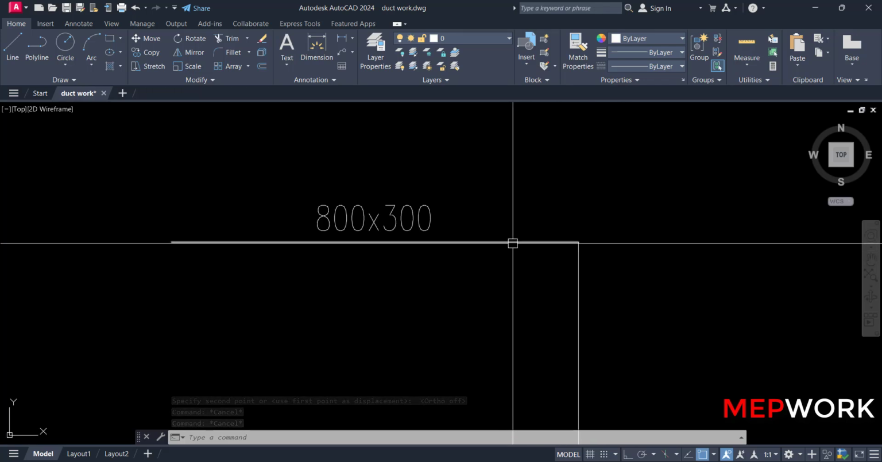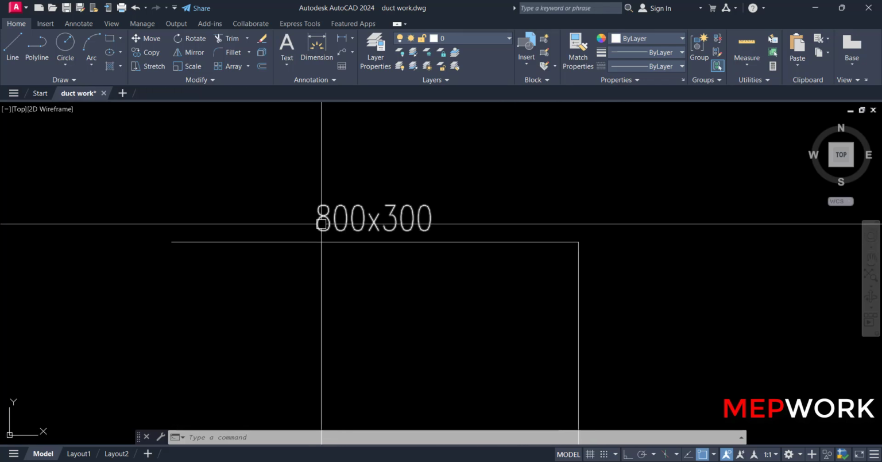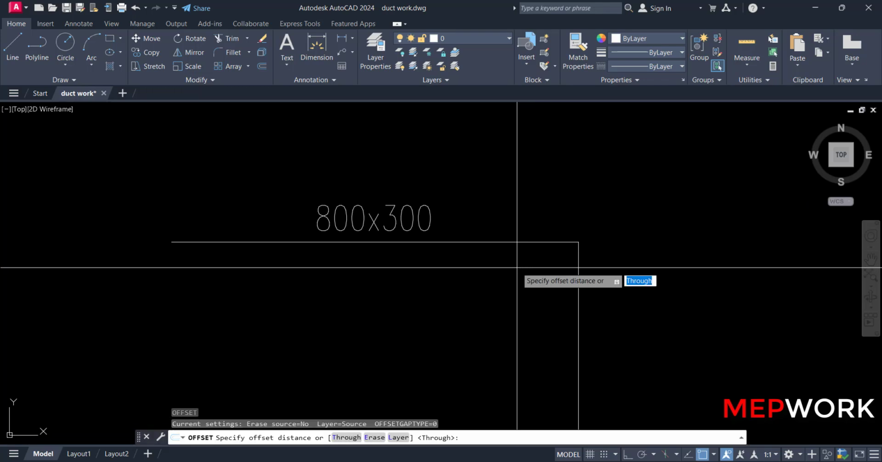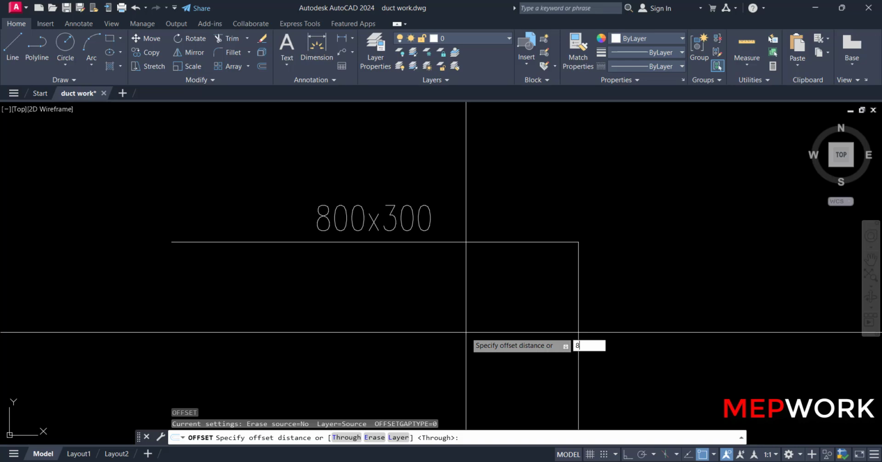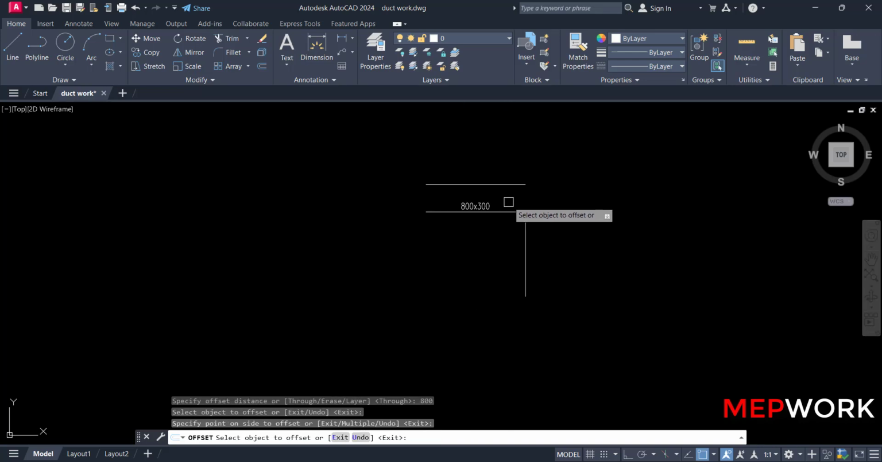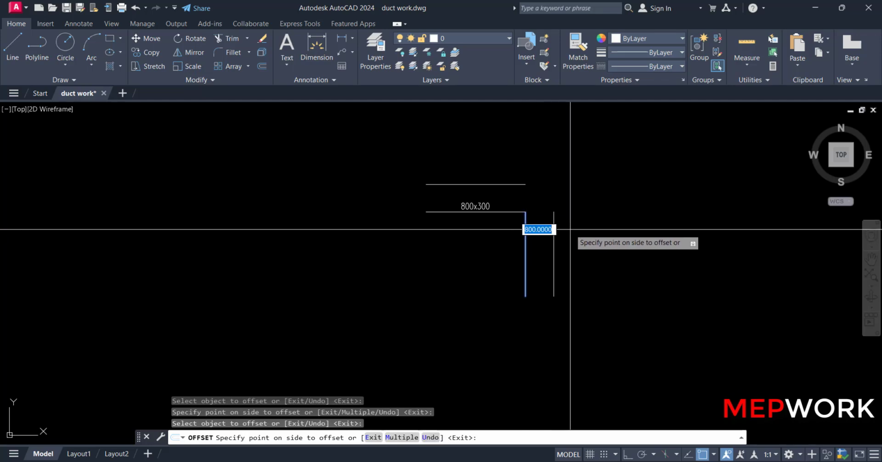Draw offset from this line with distance 800, offset 800, take offset from this line and offset from this line.